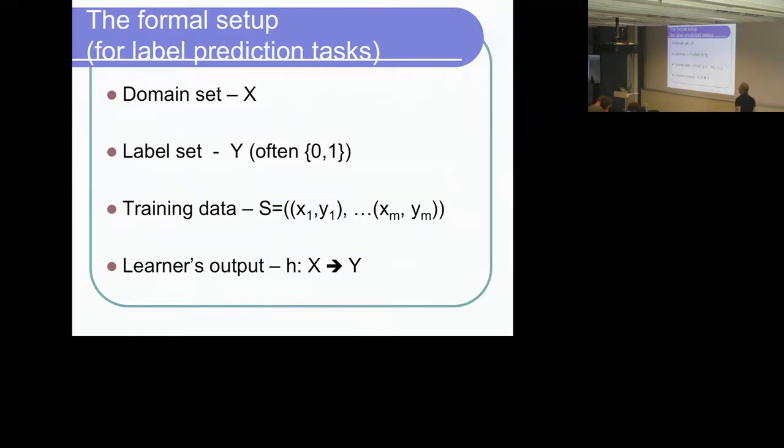Now we assume the very simple setup in which we get a training set. So the training data is a sequence of points, okay, so it's a sequence of instances and the labels, and this is what we get as training. And what the algorithm, the learner, has to output is a function that, on every point in X, will predict the label. So that's the basic setting that we want to consider.